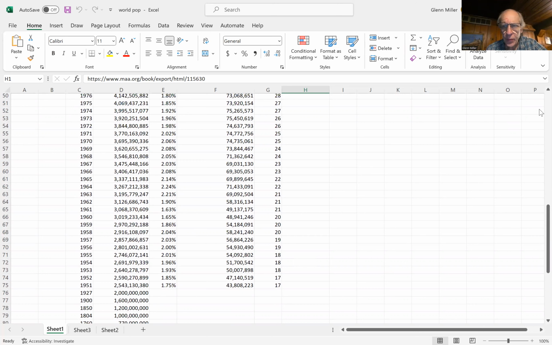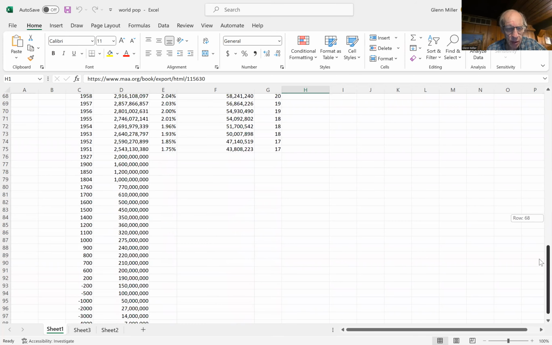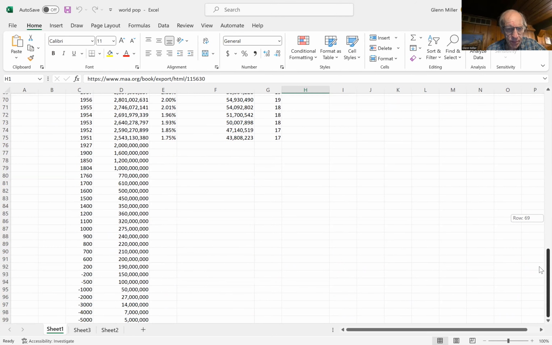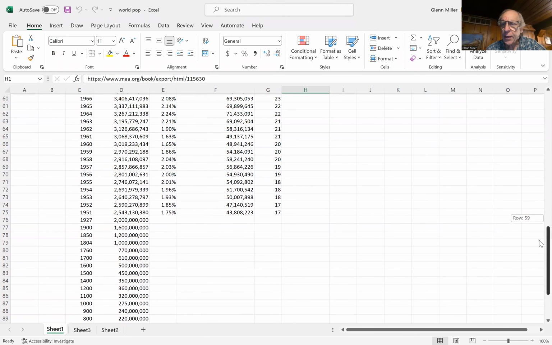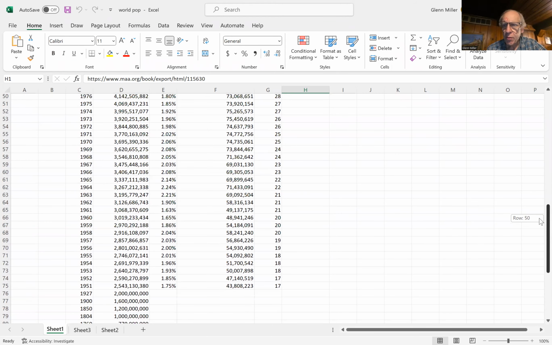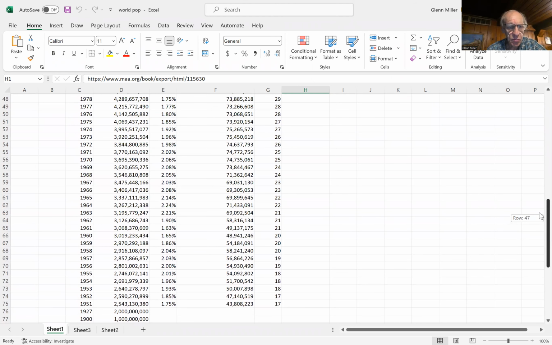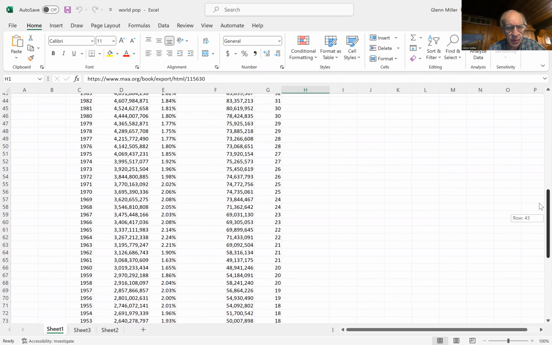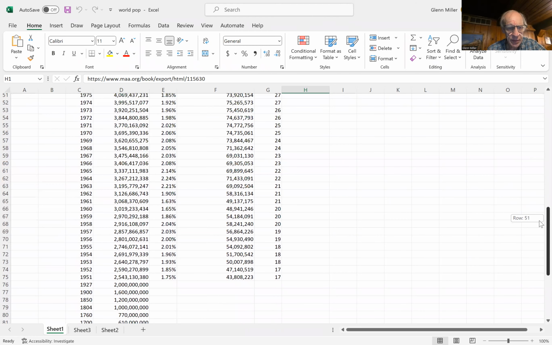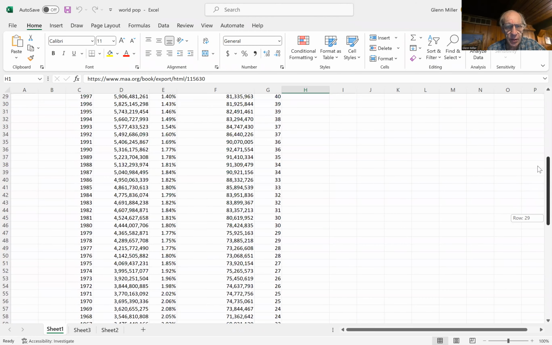So when I first did this, I used all the data back to, you know, ancient times, and I got a very inaccurate model. So I read up on it and I found that you have to include not too much data that's before the inflection point. So I'm going to use the data from 1951 on up.